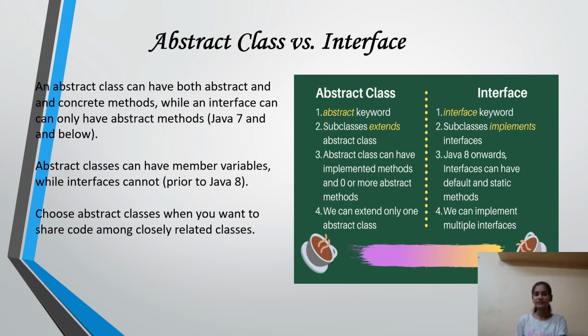Abstract class versus interface. An abstract class can have both abstract and concrete methods, while an interface in Java 7 and below can only have abstract methods. An abstract class can have member variables, while an interface cannot prior to Java 8.